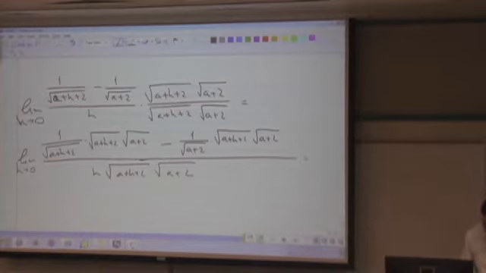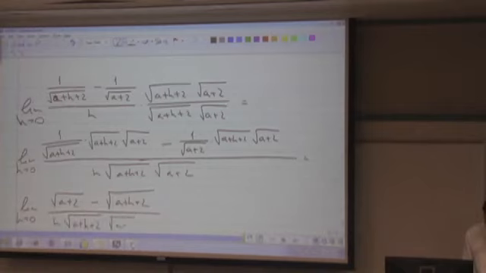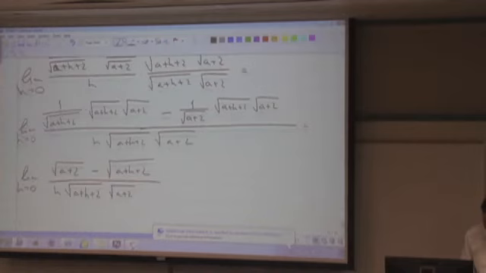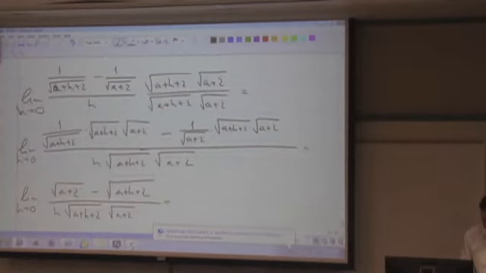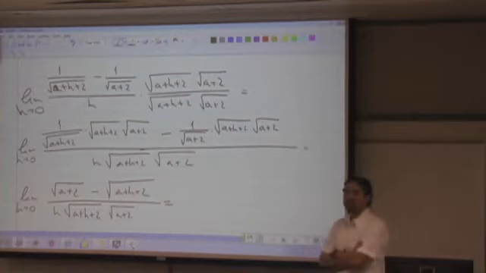Okay, so then this is equal to the limit as h goes to 0 of the square root of a plus 2 minus the square root of a plus h plus 2, over h times the square root of a plus h plus 2 times the square root of a plus 2. So, we're in agreement? Yes. Wonderful.